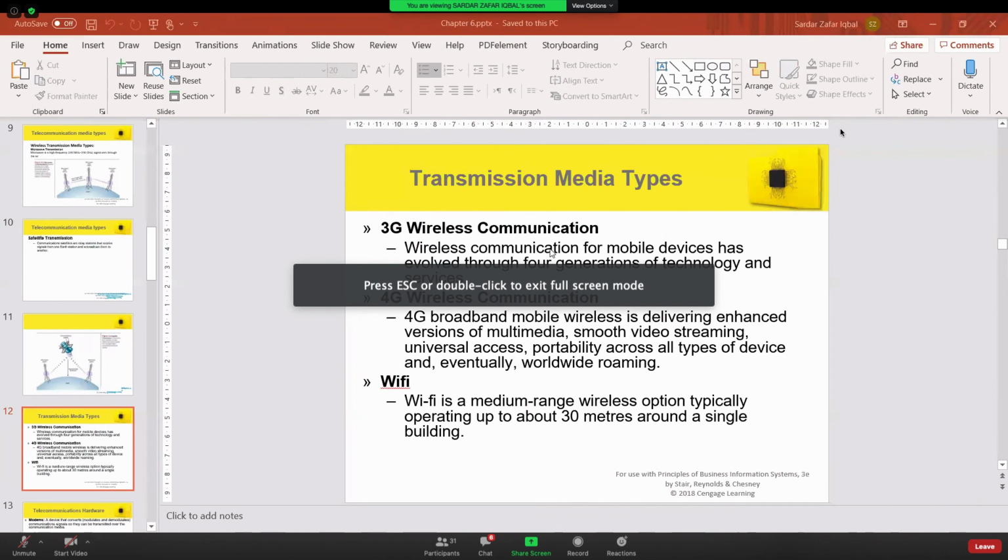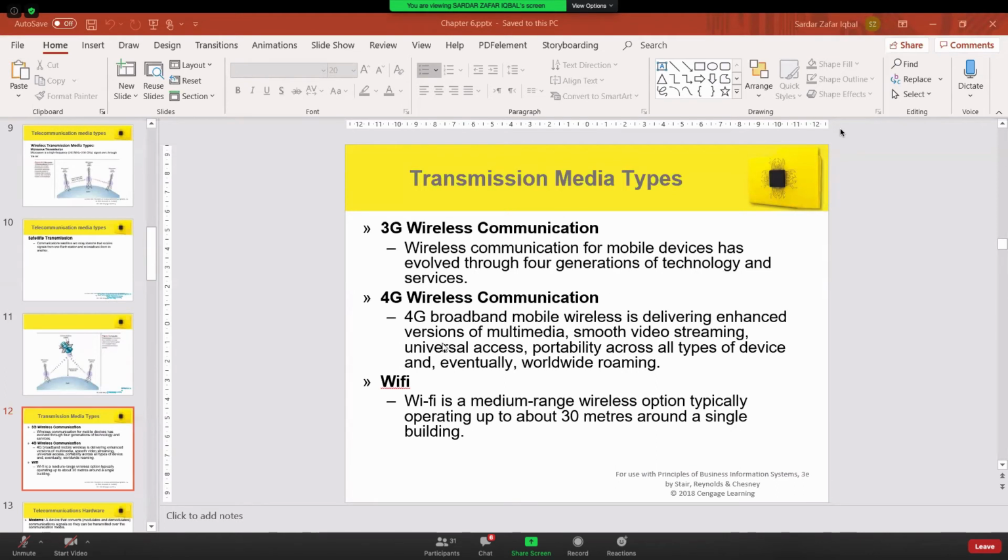So 3G wireless communication for mobile devices has evolved through the 4th generation of technology and services. 4G broadband mobile wireless is delivering an enhanced version of multimedia, smooth video. So 4G is what we are using nowadays. We can watch videos very easily, and the internet is available almost everywhere, just because of its accessibility and portability. And across all the devices, eventually worldwide roaming is also there. You can go to another country and start using your device as well.